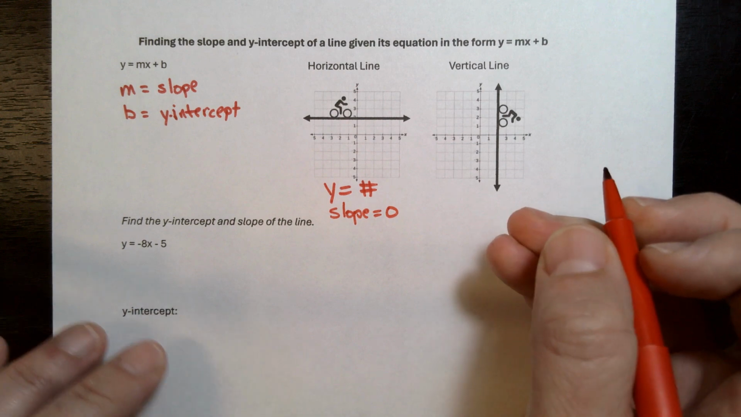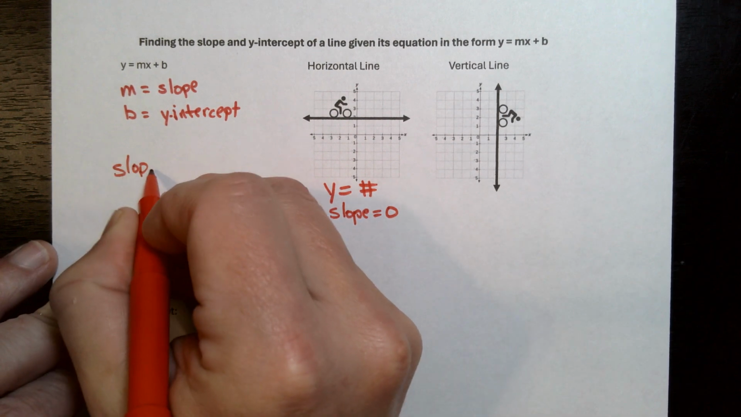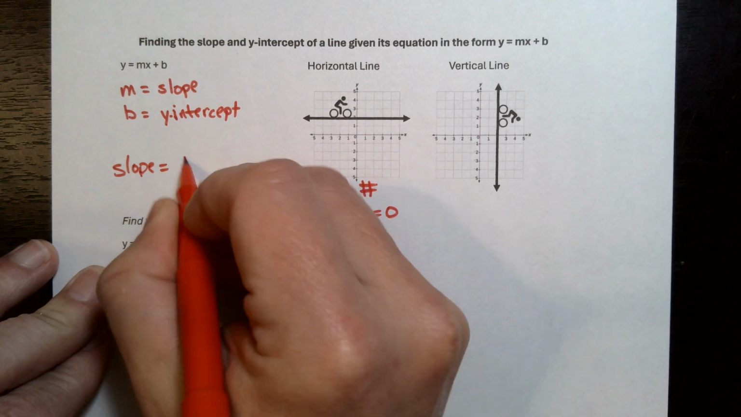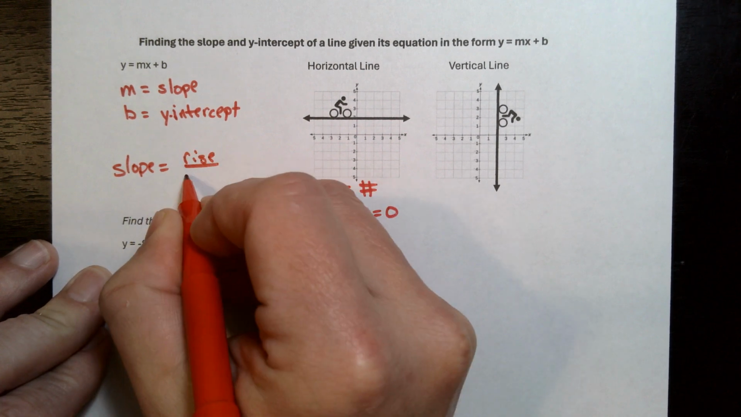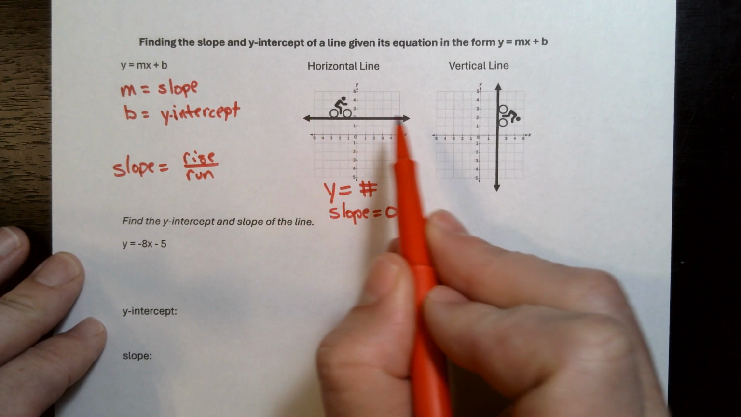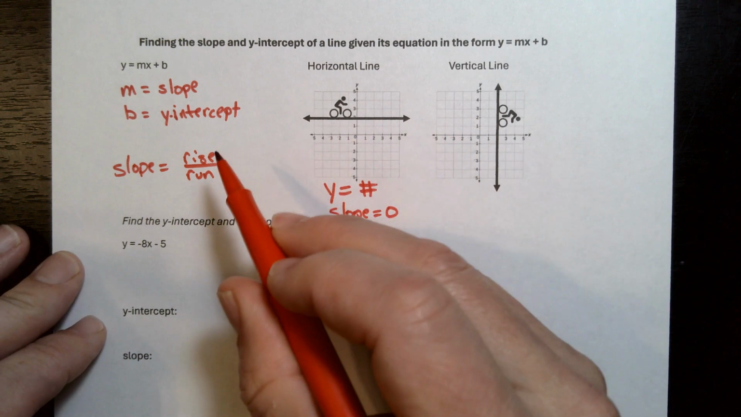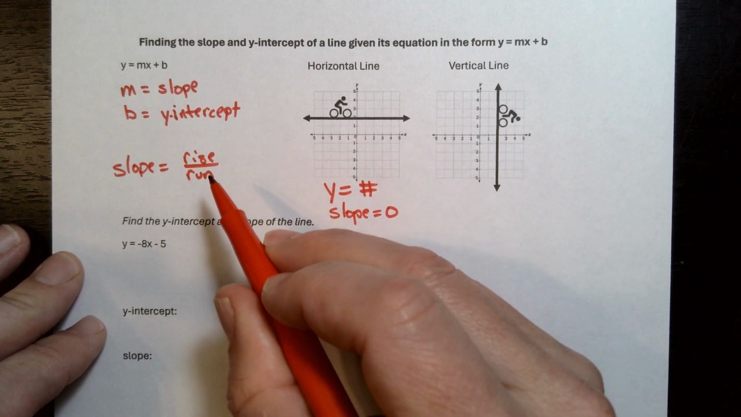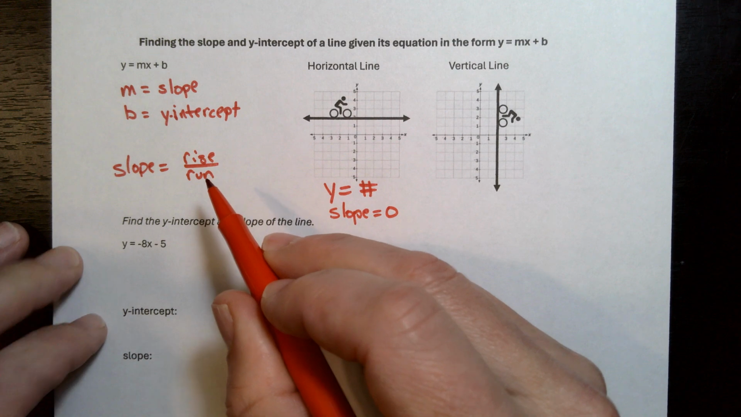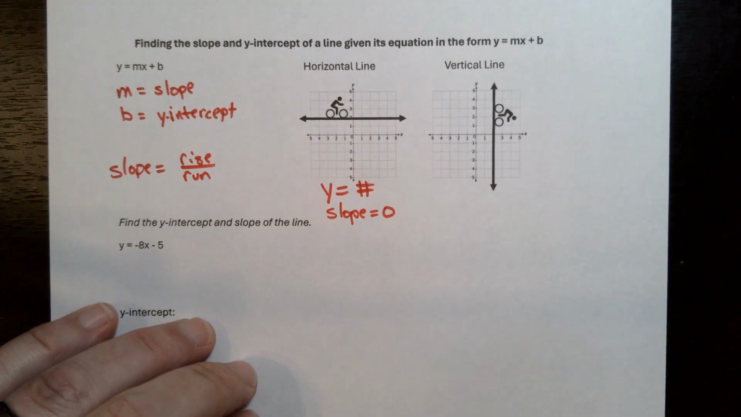The reason for that, I'll explain it really quickly, is your slope is rise over run. So we have rise over run. But notice that this line runs because it goes left and right, but it never actually rises. So on this one, it would be 0 over some number, whatever number. And 0 divided by any number, except for 0, is 0. That's why it has a slope of 0.